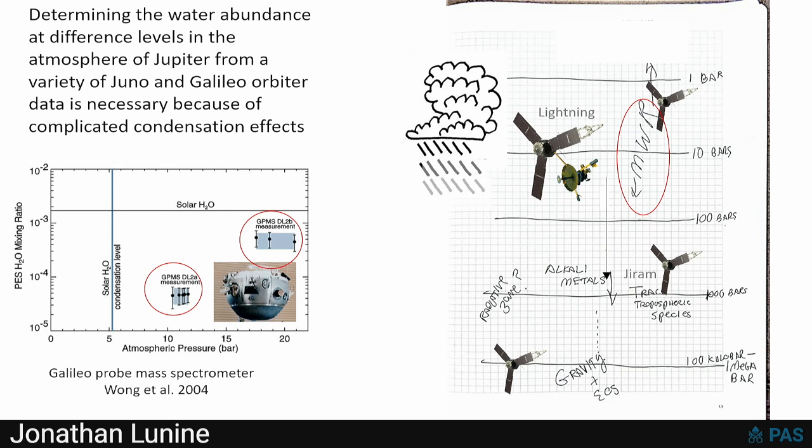Now, the microwave radiometer has worked very well, but it's still difficult to get the water abundance because the other major microwave absorber is ammonia. And the assumption that we made in proposing Juno was that below 10 bars, ammonia would be a constant. Ammonia has turned out not to be a constant. In fact, it varies with depth down to several tens of bars.